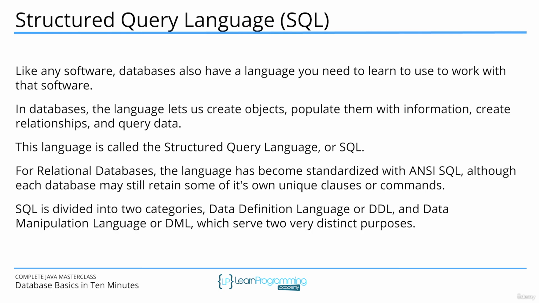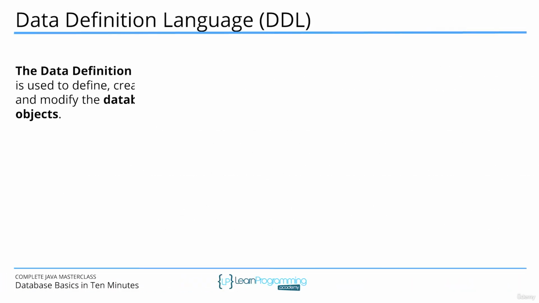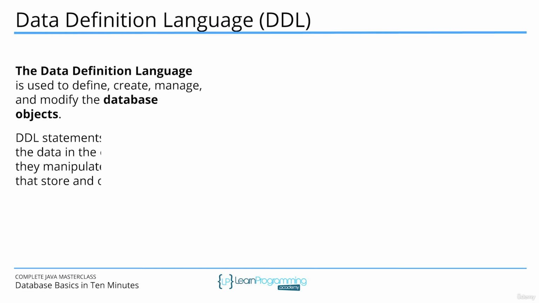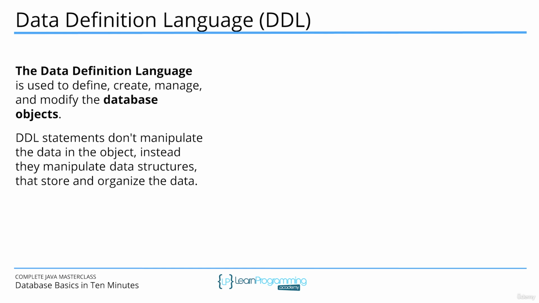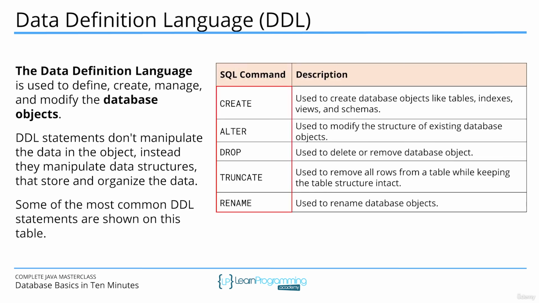SQL is divided into two categories, Data Definition Language or DDL, and Data Manipulation Language or DML, which serve two very distinct purposes. The Data Definition Language is used to define, create, manage, and modify the database objects. DDL statements don't manipulate the data in the object, instead they manipulate data structures that store and organize the data. Some of the most common DDL statements are shown on this table. These are create, alter, drop, truncate, and rename.